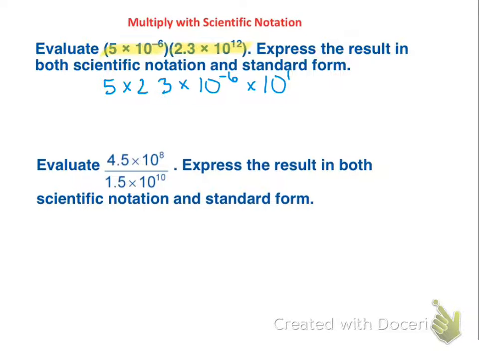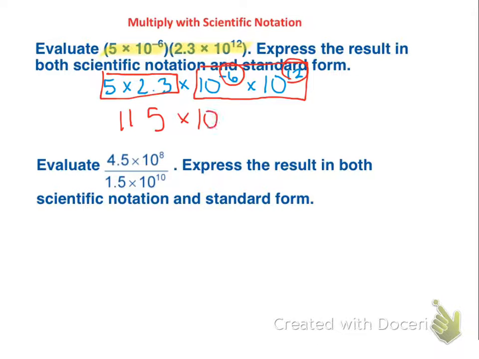And notice now, I can just multiply these numbers like normal. And the tens have the same base. So what can I do with those exponents? I add them. 5 times 2.3 is 11.5 times 10. Negative 6 plus 12 is 6.